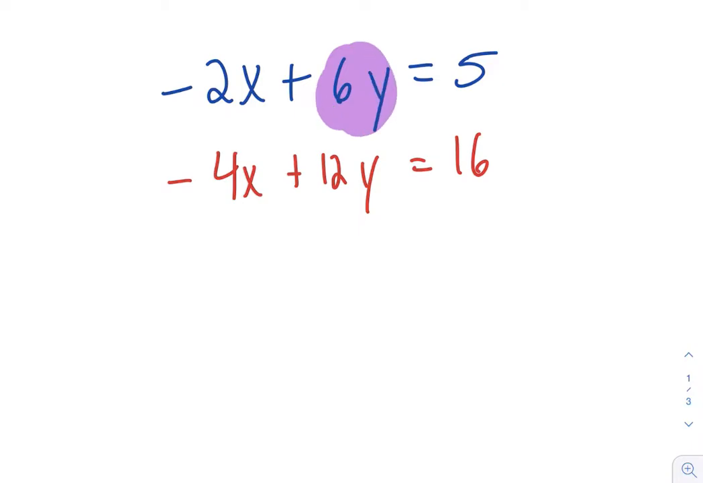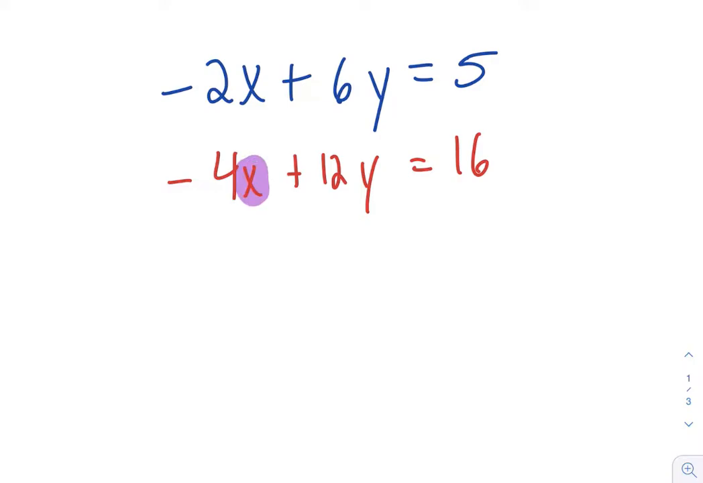So the next one I'll check out is my blue y. In this case, the blue y has a coefficient of a positive 6. So I'll ask myself, can negative 2 be divided by 6 evenly? No, it cannot. So I don't even need to check the 5, because I know right off the bat I'm going to get fractions if I solve for the blue y.